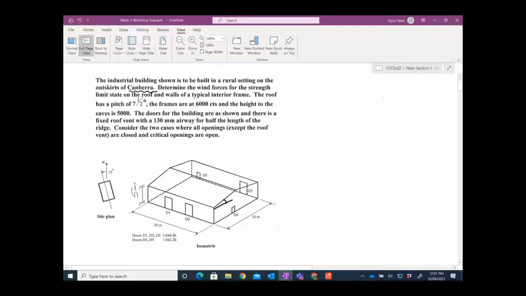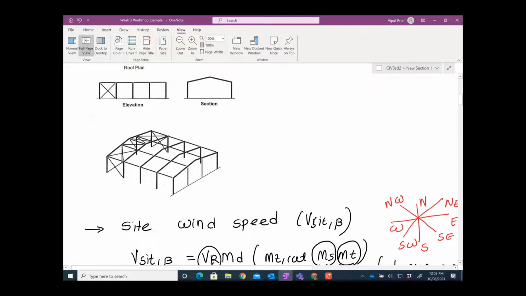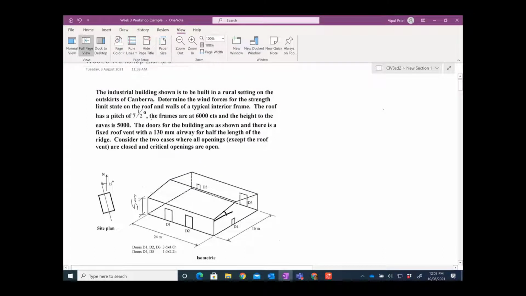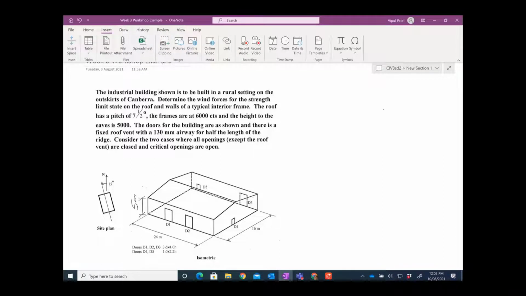Now we work on these examples. As you can see, the industrial building is to be built in a rural setting on the outskirts of Canberra, determining the wind force for the strength limit state on the roof and wall of a typical interior frame. So the interior frame is given to you here. Typical interior frame. The roof has a pitch of 7.5, so that is a roof of 7.5 degrees. By the way, the Australian standards recognize that a 7.5 pitch is considered low.